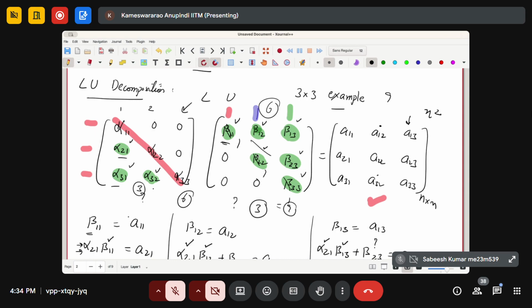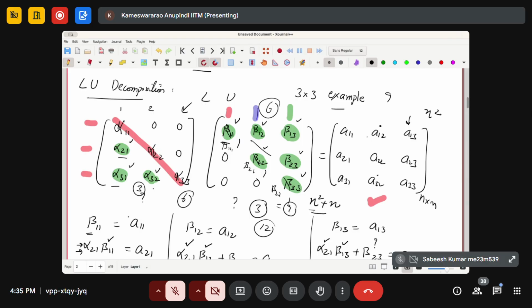So that is by design. Otherwise, if you're going to keep both alpha 1,1, alpha 2,2, alpha 3,3 along the diagonal, and also beta 1,1, beta 2,2, and beta 3,3 along the diagonal, then what you have done inadvertently is you have created n square plus n unknowns. This is going to be 9 plus 3, 12 unknowns. So n square plus n, which are too many unknowns.